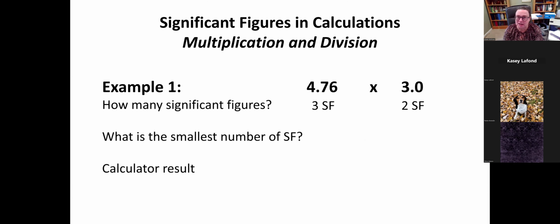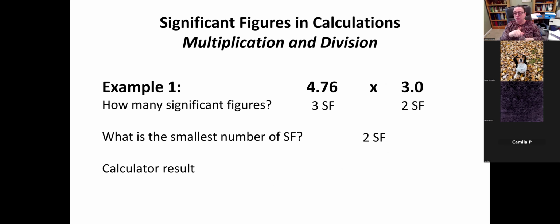Not a trick question. It sounds like it is, but it really isn't. 2 is the smallest number of significant figures, right? That means that when we're all done and we're ready to report our answer, it should only have 2 significant figures, right? Let's put those numbers in our calculator and see what we get. So we should always go for the smallest number of significant figures when multiplying and dividing, unless told otherwise, right?